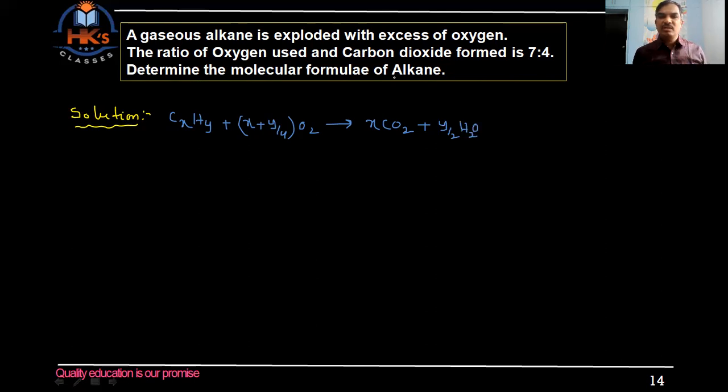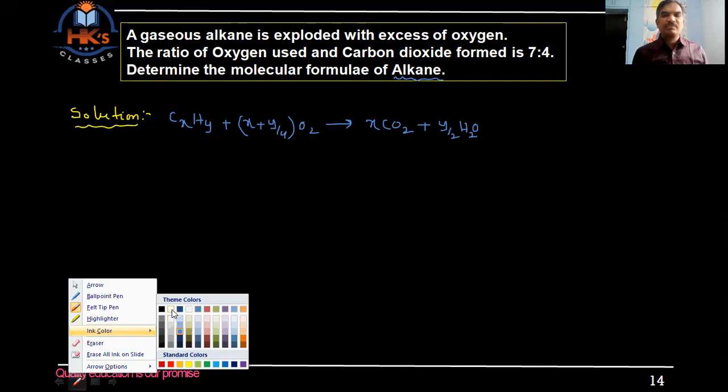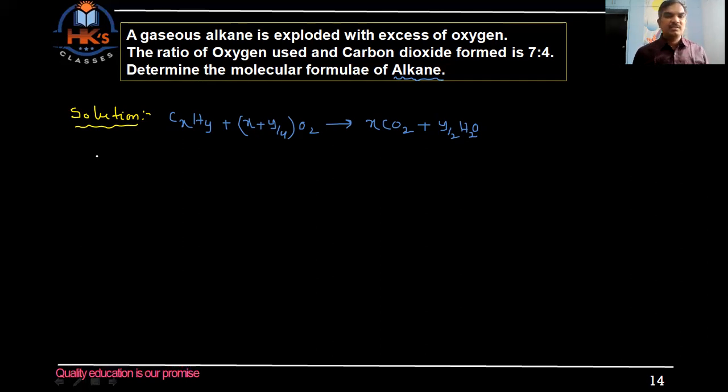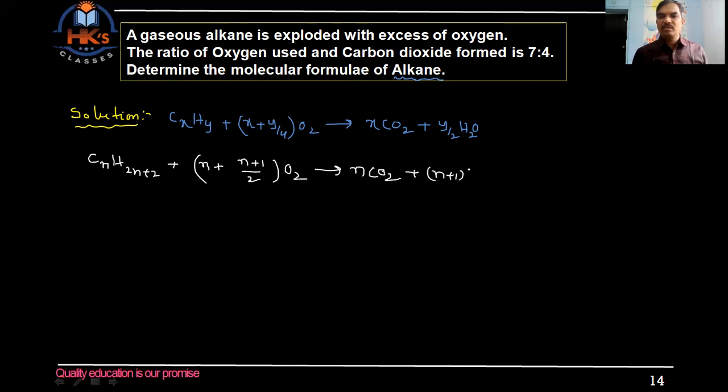But see the question, they had given alkane directly. If it is alkane combustion, students, you can use this reaction, that is CnH2n plus 2, which is combining with oxygen. The number of moles of oxygen required will be (n plus 1 by 2), so that we will get n moles of the carbon dioxide as well as (n plus 1) moles of the water.